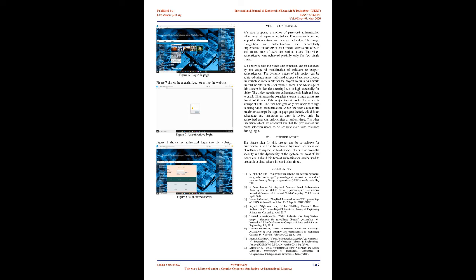The paper includes 2-step authentication with image and video. The image recognition and authentication was successfully implemented and observed with an overall success rate of 52% and failure rate of 48% for various users. The video authentication was achieved partially, only for a few single frames. We observed that video authentication can be achieved by using a combination of software to support authentication. The dynamic nature of this project can be achieved using more stable and supported software. Hence the complete success rate for the project so far is 64% while the failure rate is 36% for various users.